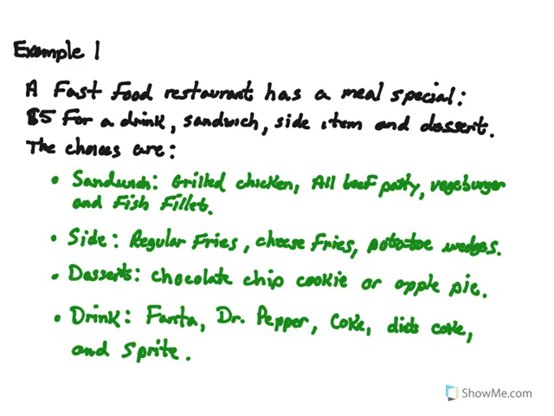For the sides, you can choose regular fries, cheese fries, and potato wedges. For dessert, you can choose a chocolate chip cookie or an apple pie. And for a drink, you can choose Fanta, Dr. Pepper, Coke, Diet Coke, and Sprite. So those are your choices for each item. All right. So when you look at this menu, you have 4 steps, 4 stages, however you want to call it, that you have to choose from. You have to choose a sandwich, a side, a dessert, and a drink. So those are the 4 things you have to choose from.